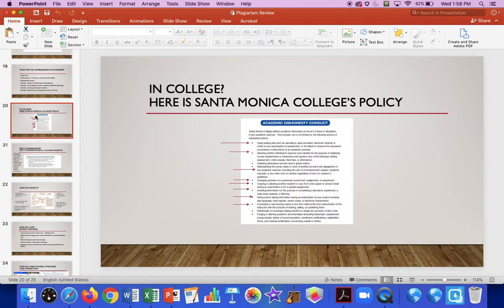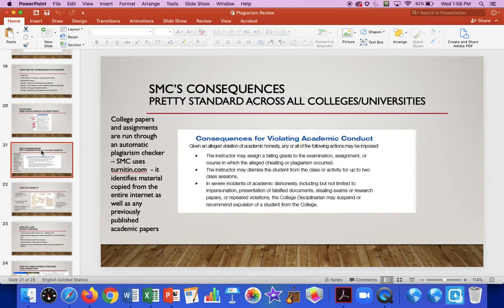Accessing or reproducing exams in any form without prior authorization. You know, in the olden days, that would have meant getting a copy of the final exam and going to the copy machine. Now, in today's world, that can simply mean taking a picture of it with your phone and texting it around. Either way, it is academic dishonesty, and you will be in big trouble. So don't do it. All right, the consequences at Santa Monica College.